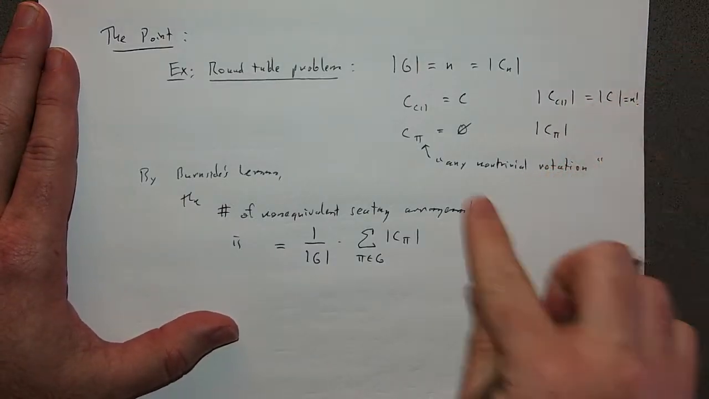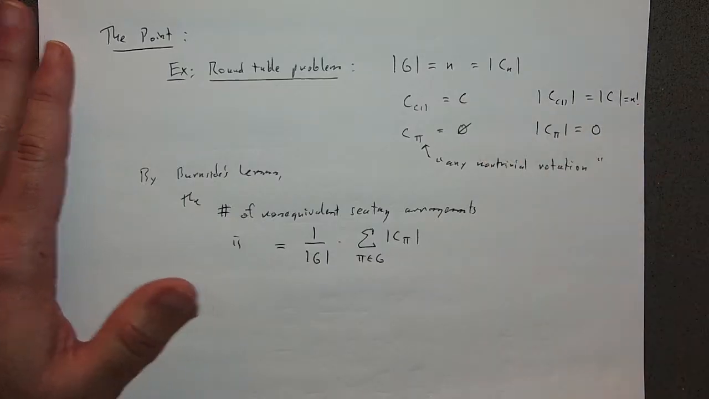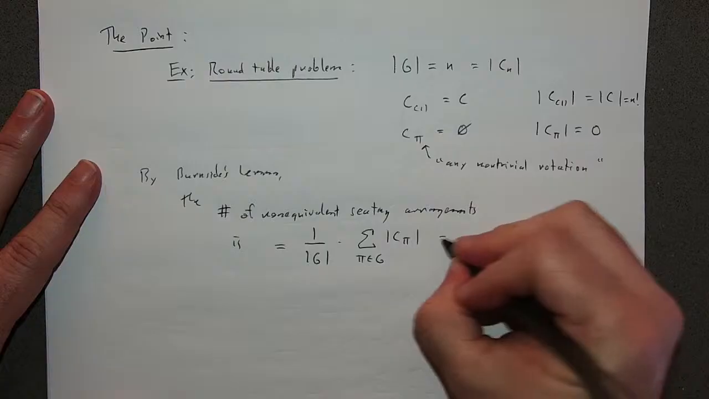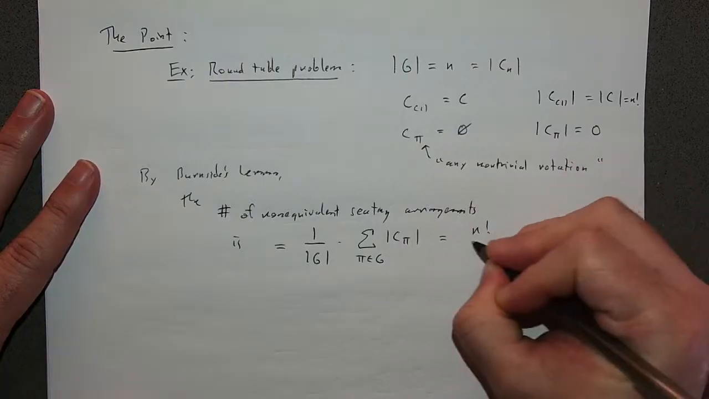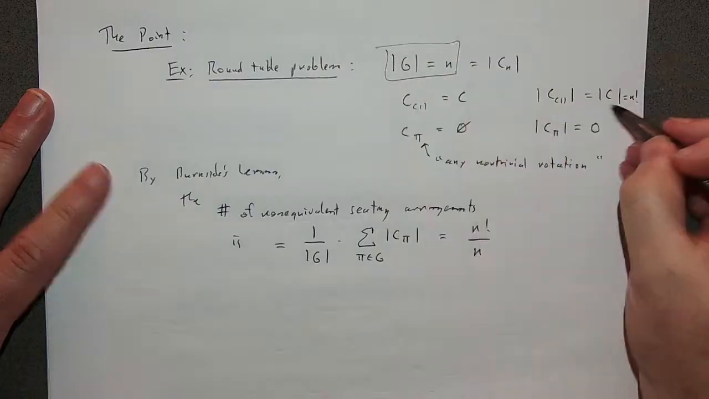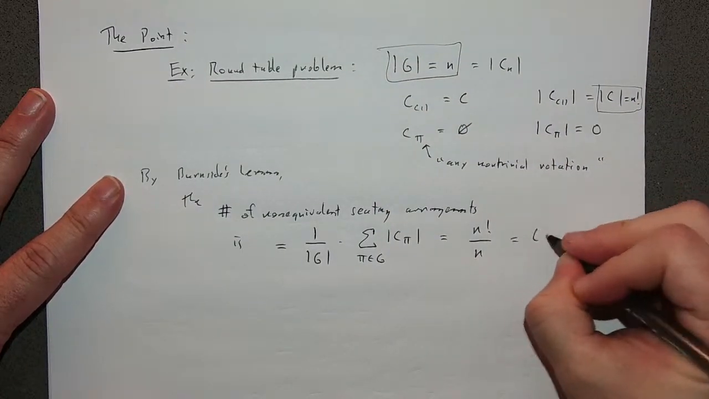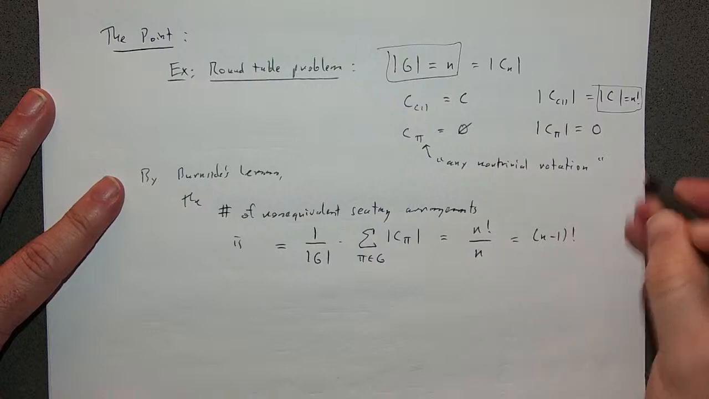The size of any of these non-trivial rotation invariant sets is 0 because they're all empty. So this thing only has a single term. So this is n factorial over n, because the size of G is n. Size of C is n factorial. And so this is n minus 1 factorial.